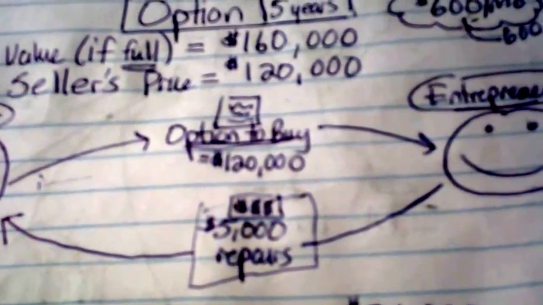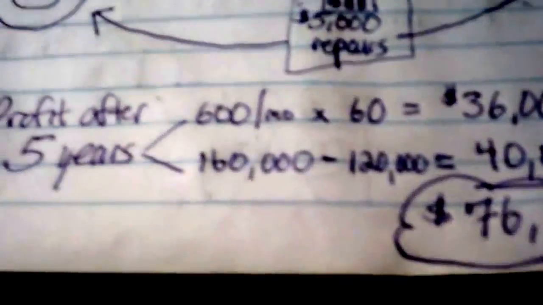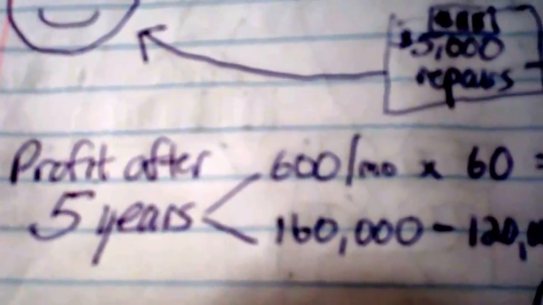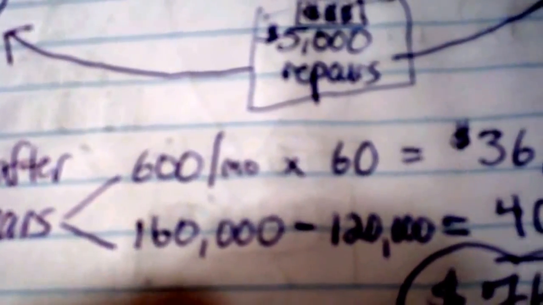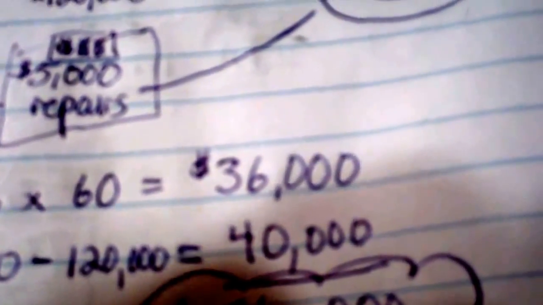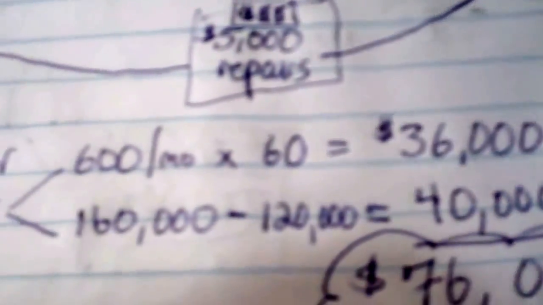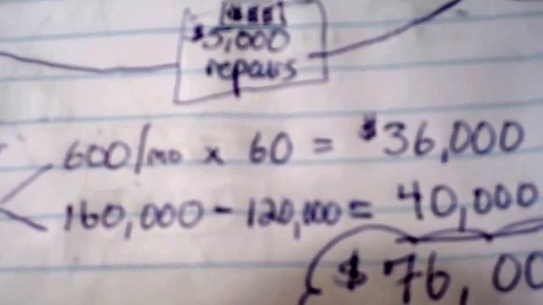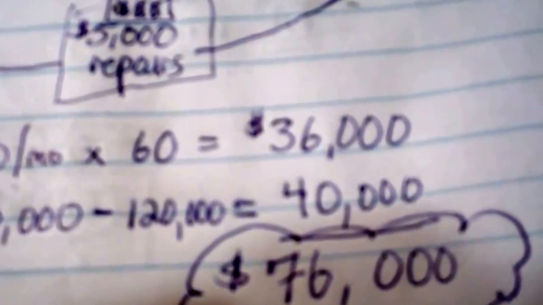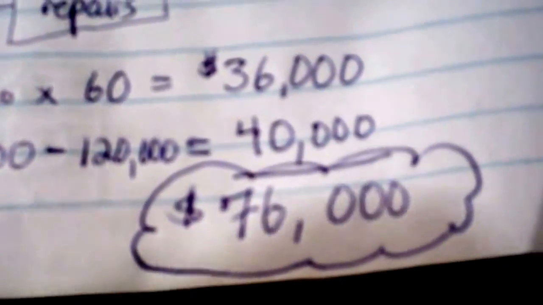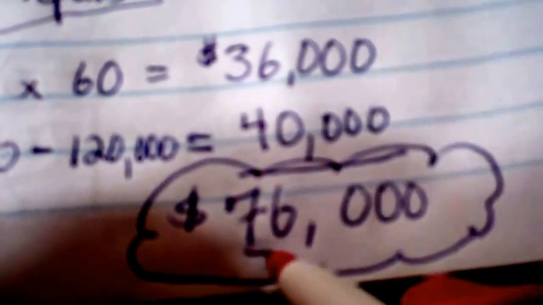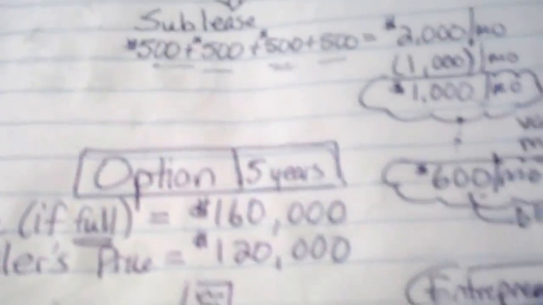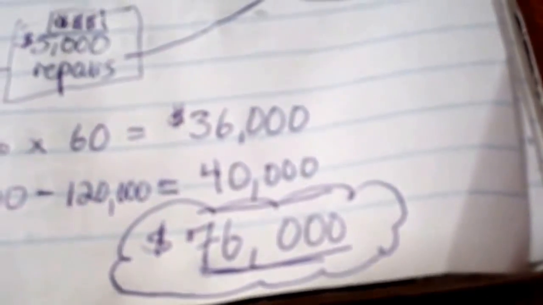So lots of fun there, and I want you to think about, again, just summarizing on this particular example, what did this entrepreneur profit after 5 years? If he had $600 per month times 60 months, that's $36,000 over a 5-year period. And let's say at the end of the 5 years he sold it for $160,000 to another investor. He would make another $40,000, and so he had a $76,000 profit before taxes from a $5,000 investment plus some time and energy for managing the property.